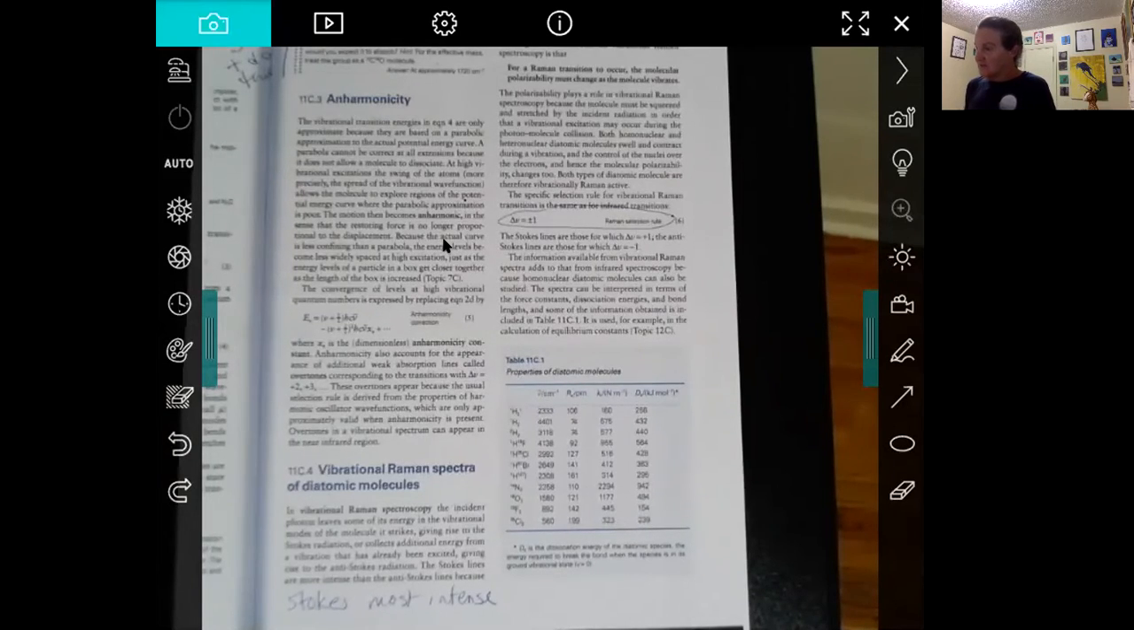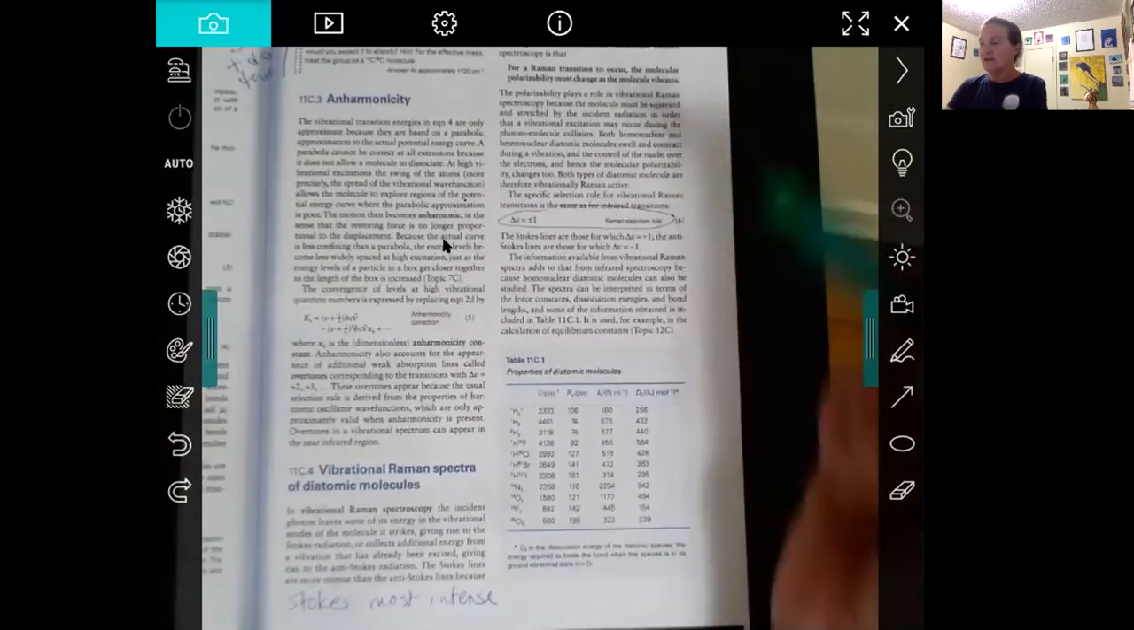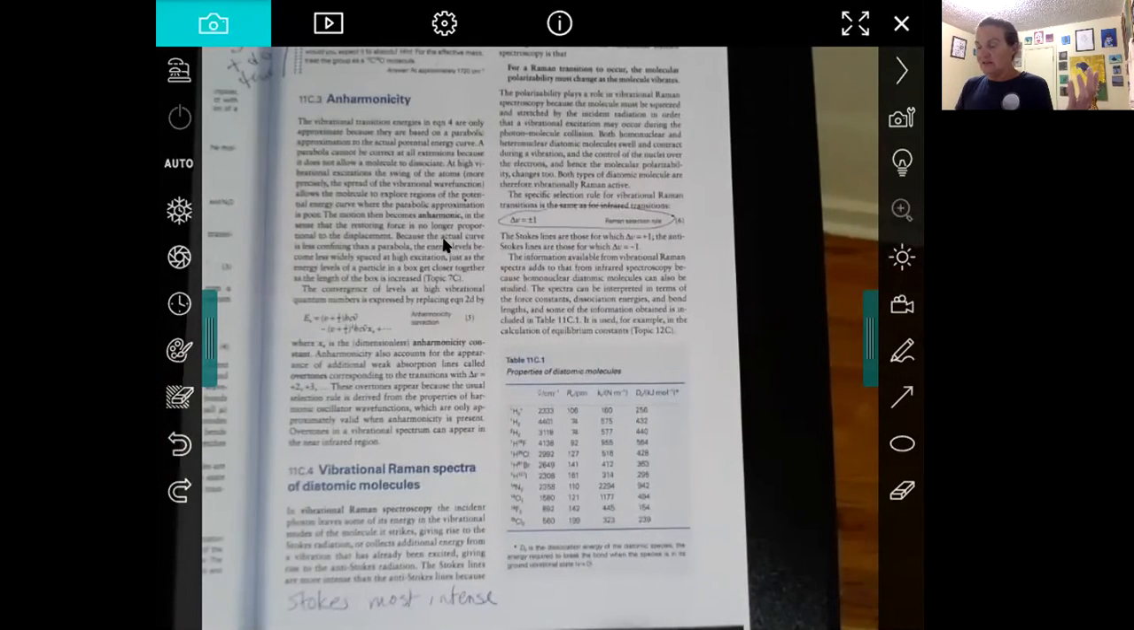Raman has the same selection rule that the vibrational state can only go up or down by 1. Depending on if you have Stokes or anti-Stokes, you're not going to have a lot of anti-Stokes, where it goes down by 1, because it never was up by 1, but it's the same selection rule.